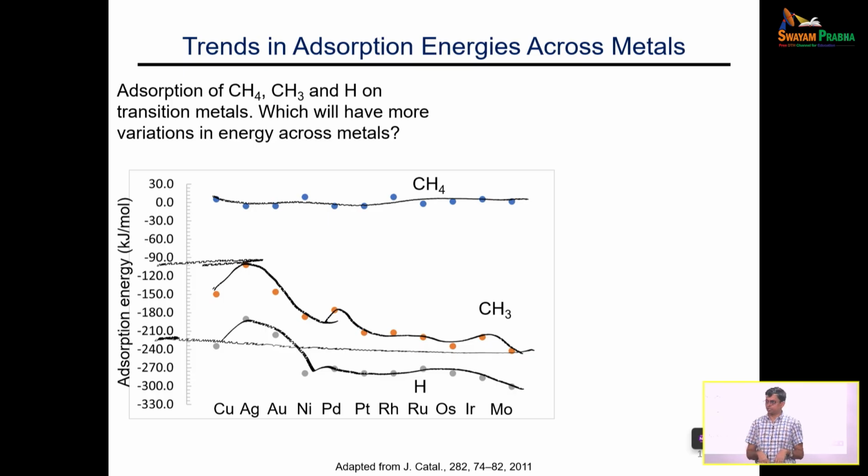They are adsorbed, so they are not radicals anymore, right? They were radicals in the gas phase, but if they are adsorbed, they are not effectively radicals, because they are interacting with the surface. Why do we see this difference?